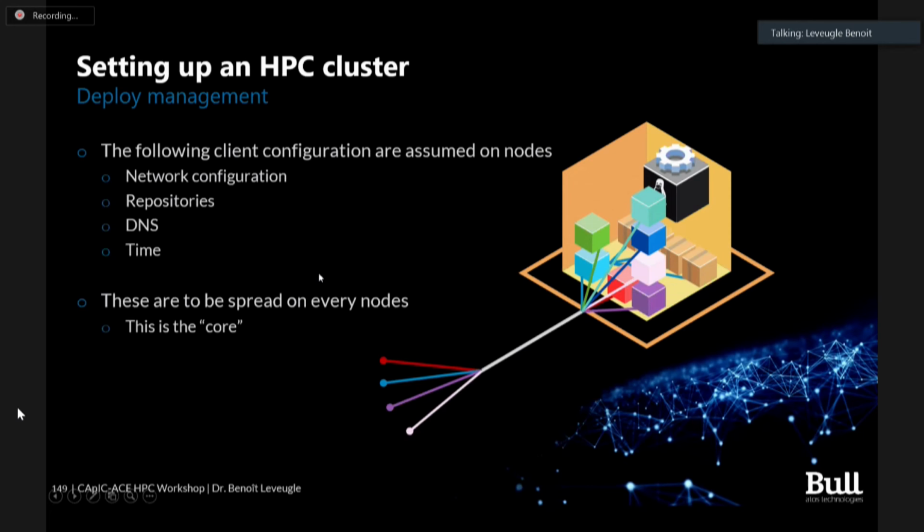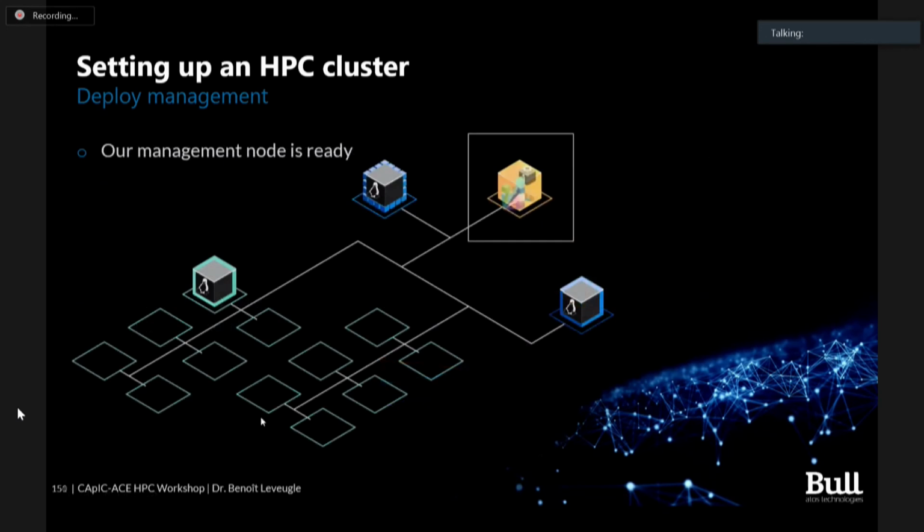Okay, then in the following configuration, we assume that the network, repository, DNS and time are configured across the network. We will call it the core of everything, because I cannot put everything on the next schema. So we will assume that all of this is already done. So you have all your services running here.